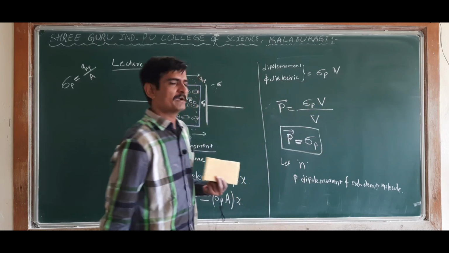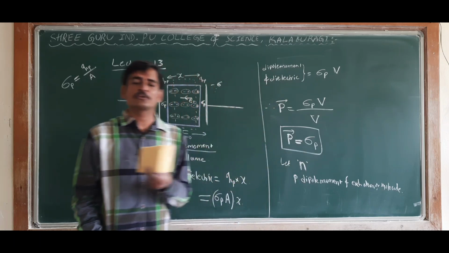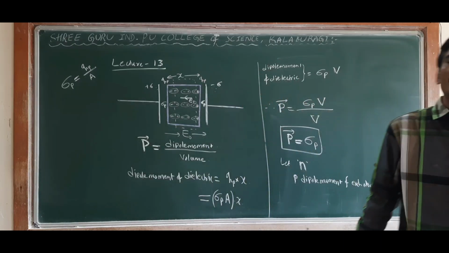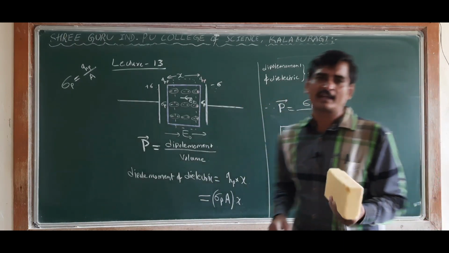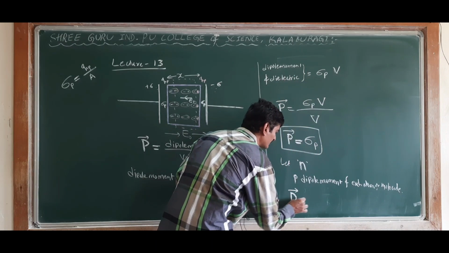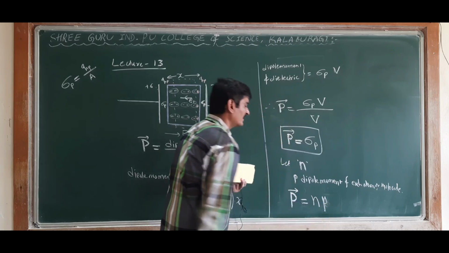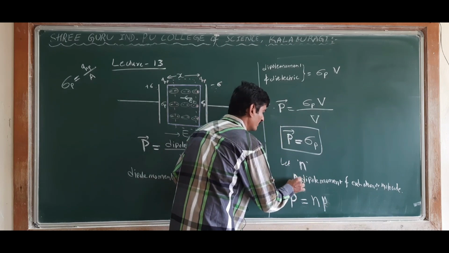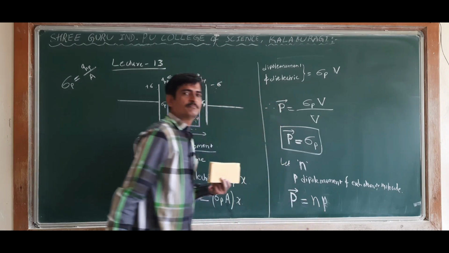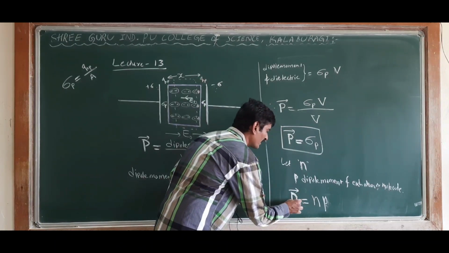So P is the dipole moment of each atom or molecule, and N is the number of atoms or molecules per unit volume of the dielectric. Then the polarization vector of the dielectric can be written as N into P, where P is the dipole moment of each atom or molecule, N is the number of molecules or atoms per unit volume, and vector P is the polarization vector.